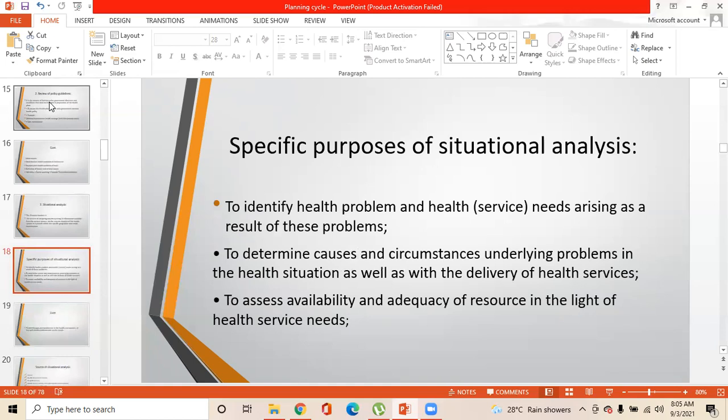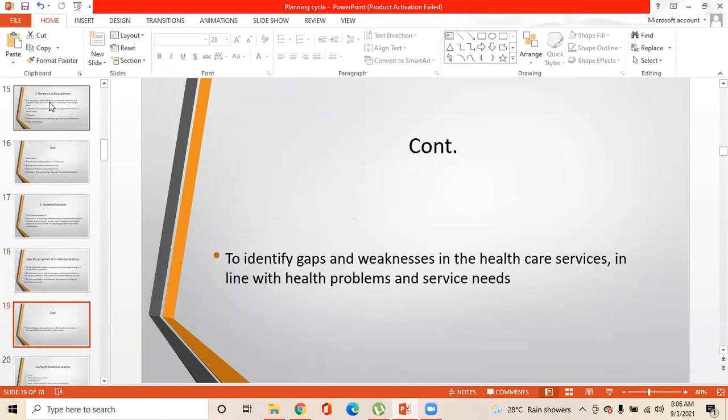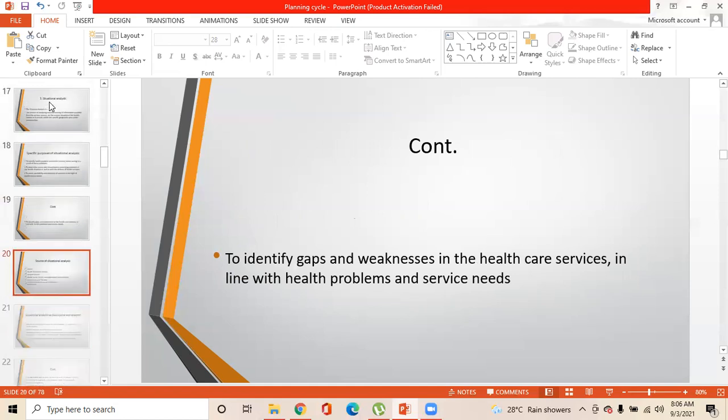Specific purposes of situational analysis. Purposes are to identify health problems and the health service needs arising as a result of these problems, to determine causes and circumstances underlying problems in the health situation as well as with the delivery of health services, to assess availability and adequacy of resources in the light of health service needs, and to identify gaps and weaknesses in the healthcare services in line with health problems and service needs.